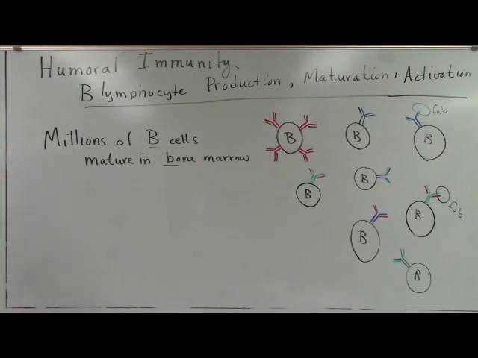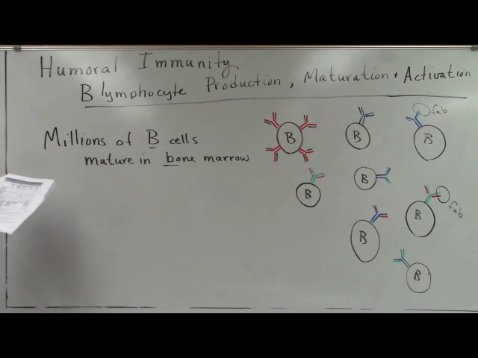So this is the last segment on humoral immunity, and of course you couldn't have humoral immunity without your B cells or your B lymphocytes. So this segment is devoted to outlining where the B lymphocytes come from, how they mature, and then lastly, how they respond to antigens and are activated.